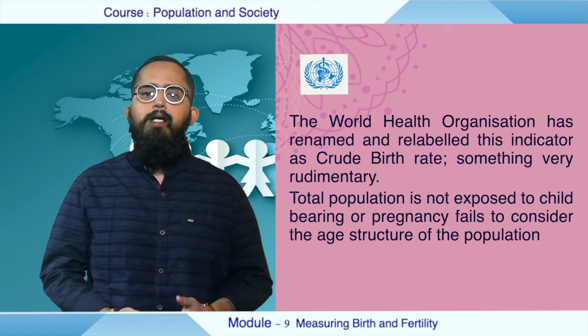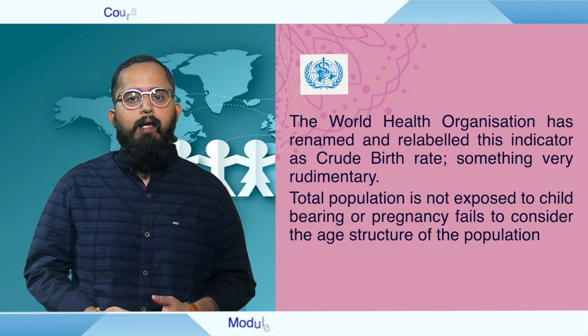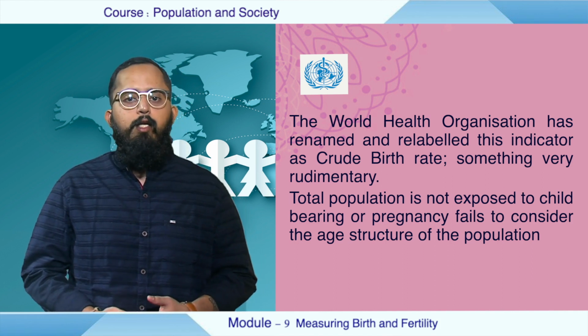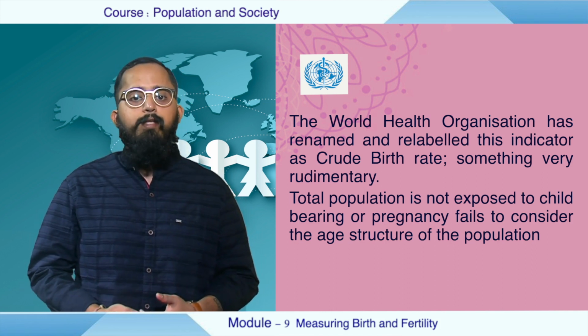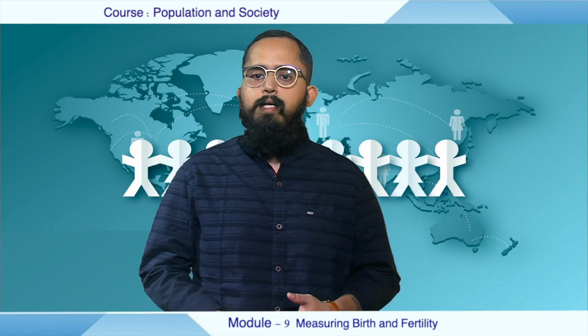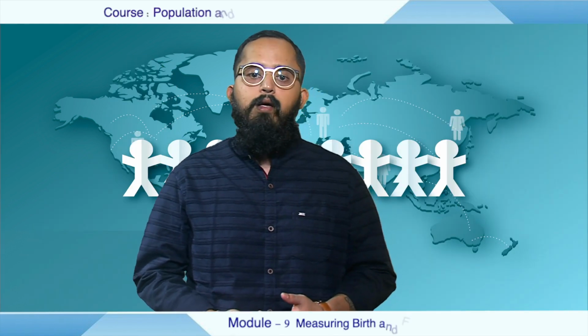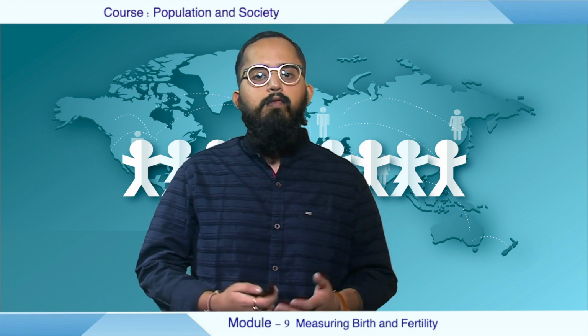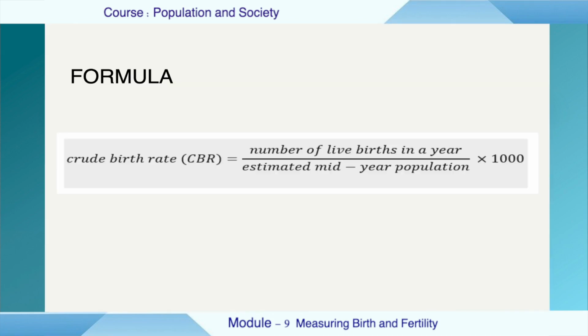Since the total population is not exposed to childbearing or pregnancy, birth rates do not present the complete picture. It also fails to consider the age structure of the population. Nonetheless, this is an important parameter when other parameters of rates are not available to compare the fertility of two different countries or regions. As we can see from the visuals, the mathematical formula for crude birth rate can be expressed as the ratio of the number of live births in a year within a region to the estimated mid-year population.